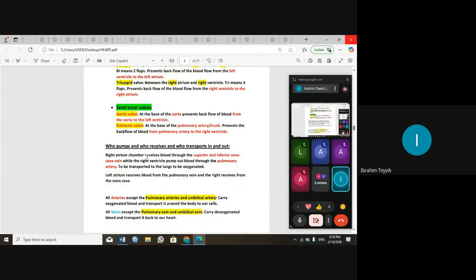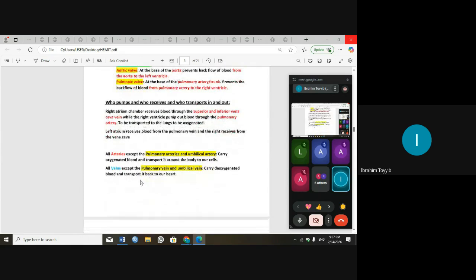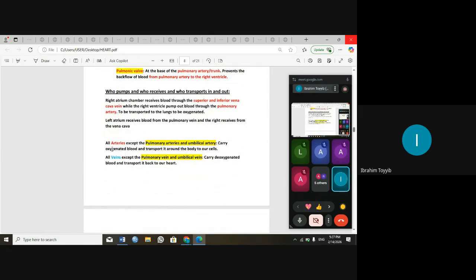So we've explained this: who pumps, who receives, who transports in and out. The right atrium will receive the blood through the superior and inferior vena cava. We've explained this one, you know it already. And you know the rule that all arteries except the pulmonary artery carry oxygenated blood, and all veins except the pulmonary vein carry deoxygenated blood.